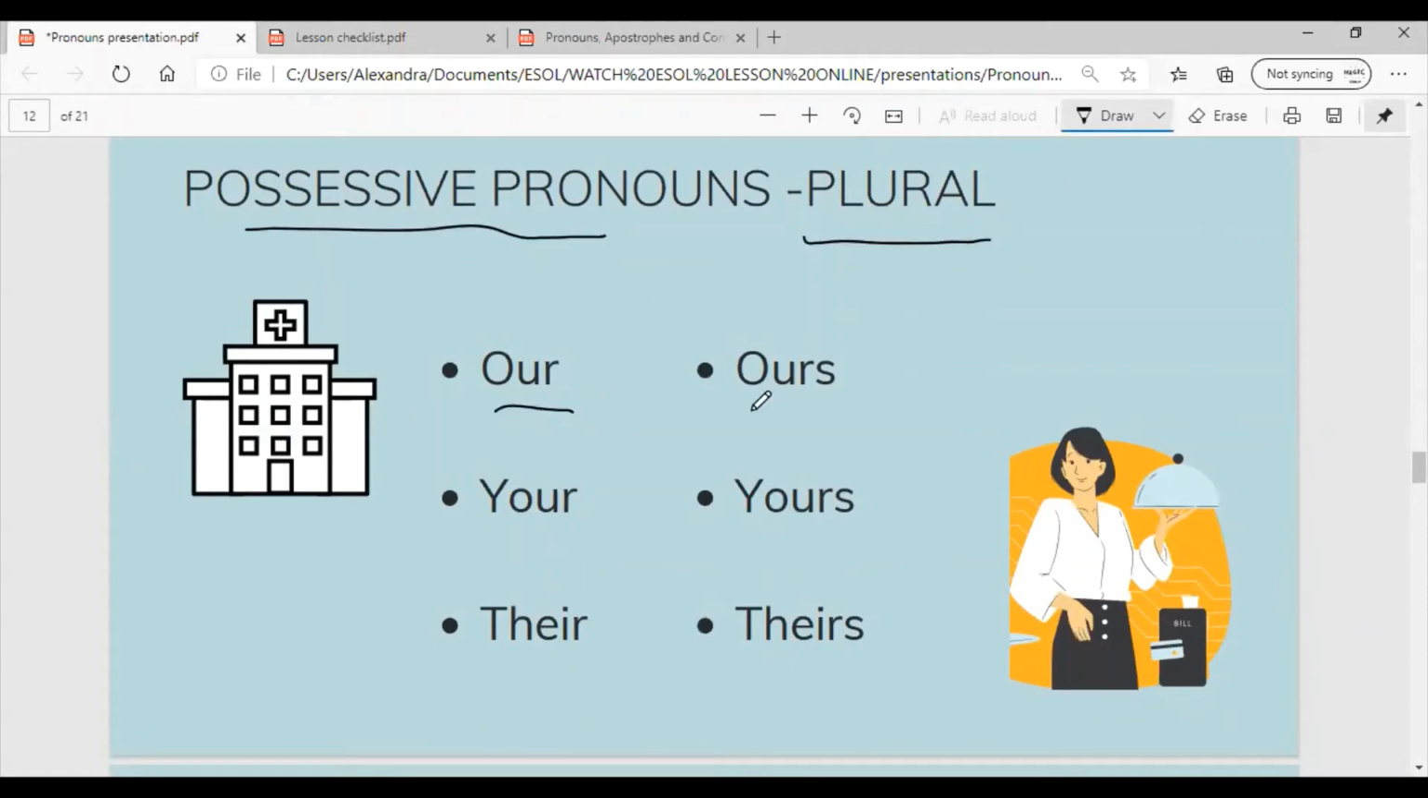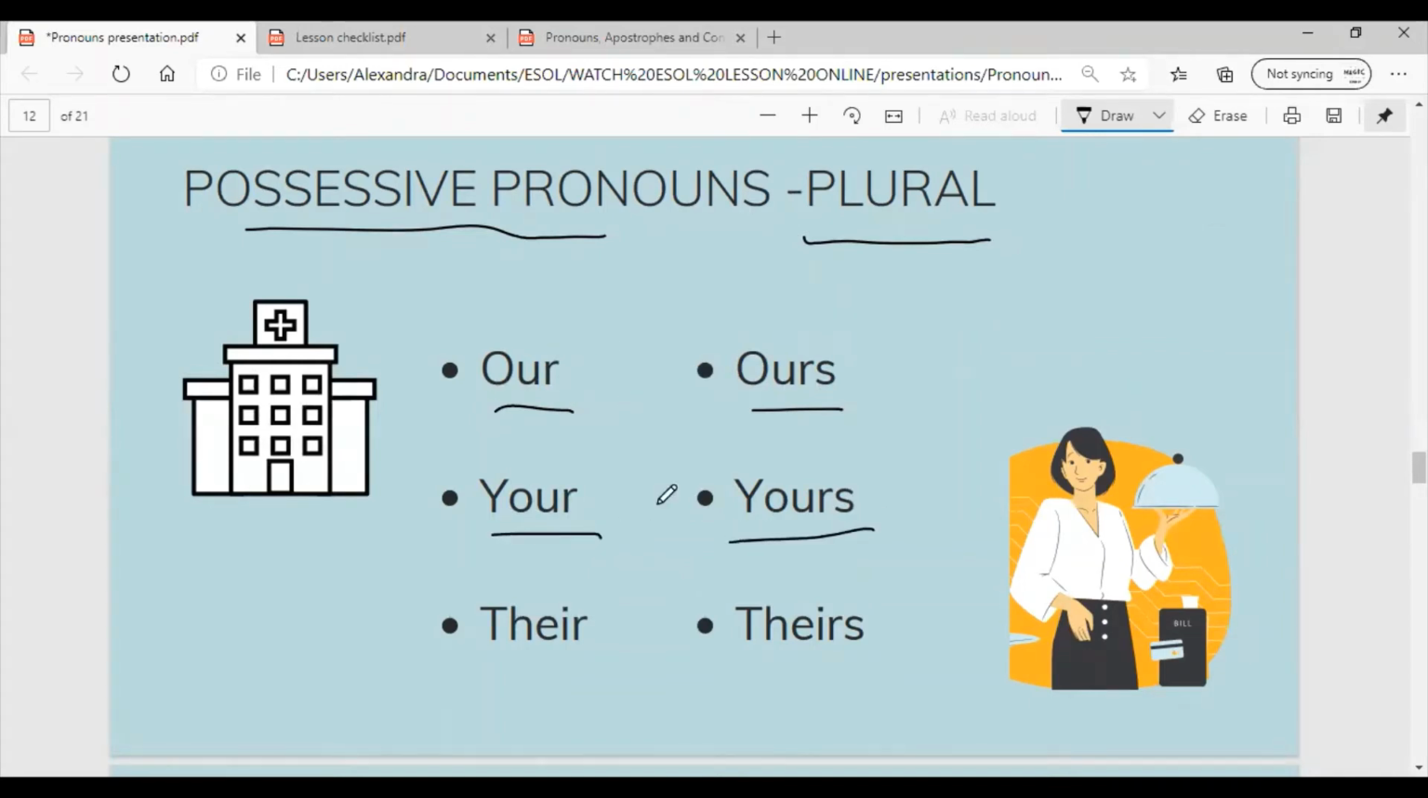So we've got our or ours. If you worked in a shop or a hospital, you might say, this is our hospital, this is ours, when referring to something. And now these show belonging for a group of people, not just one person.